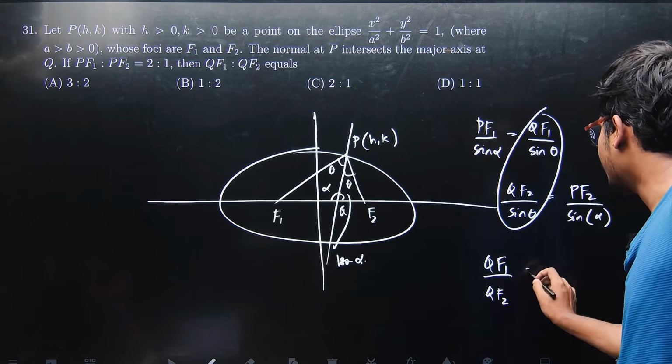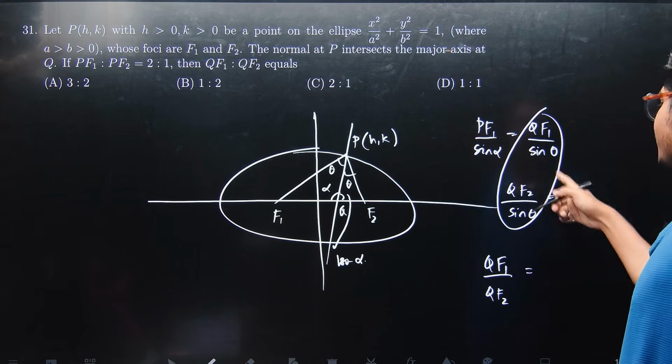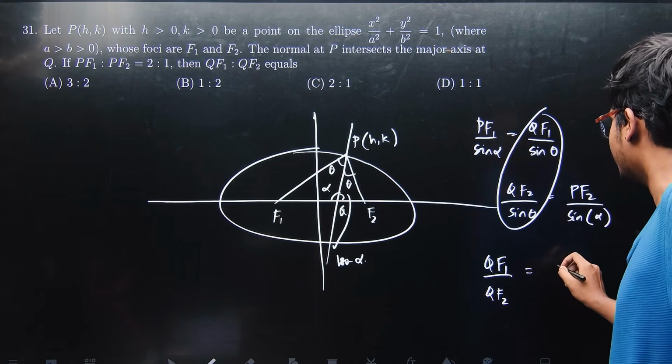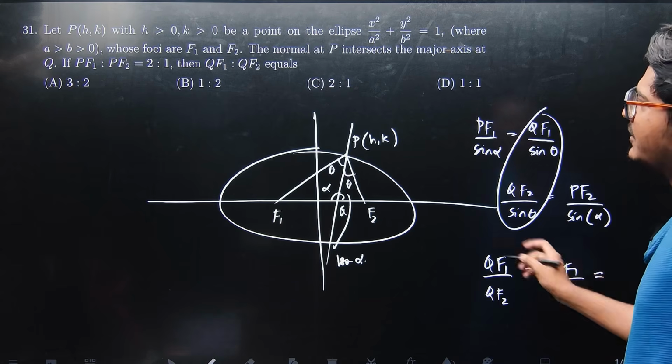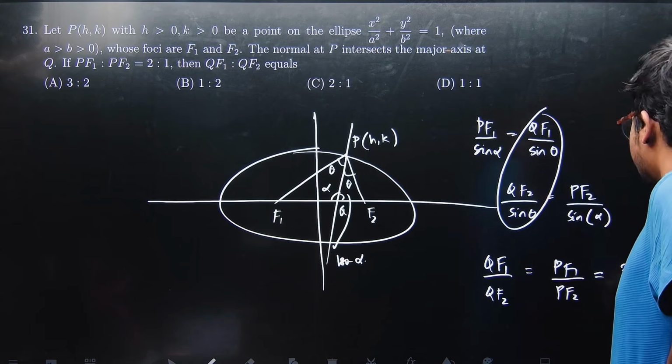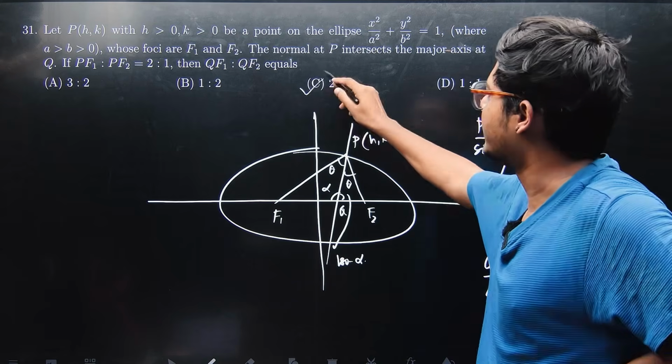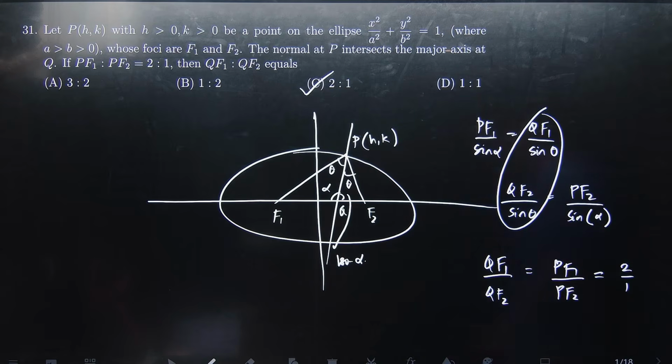And on the right hand side, what will I get? I'll get this Pf1 by Pf2 because sine alpha and sine theta are all going to cancel out, right? So this should be the same as Pf1 by Pf2, which ratio is already given to us, which is 2:1. Hence this ratio also has to be 2:1, right? So it's straightforward, simple, option C. Okay, cool. Coming to the next one.